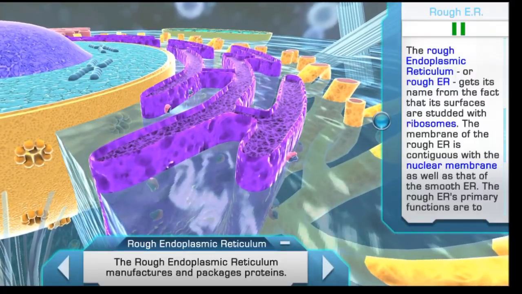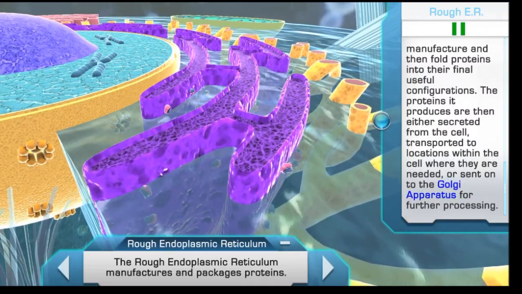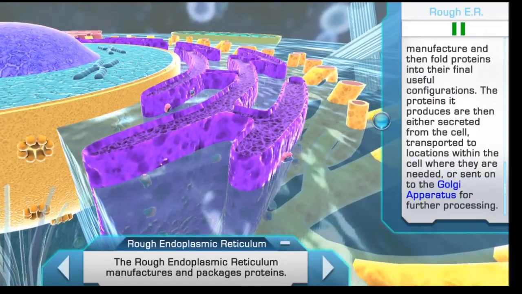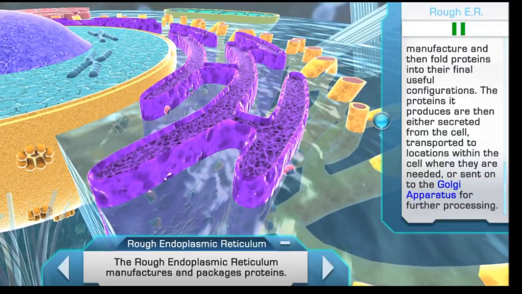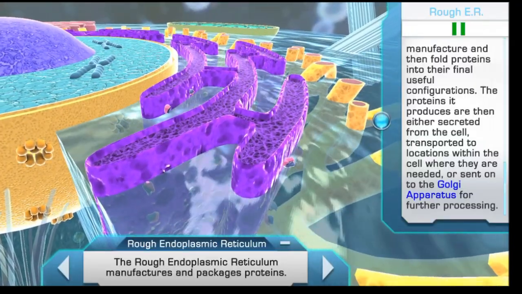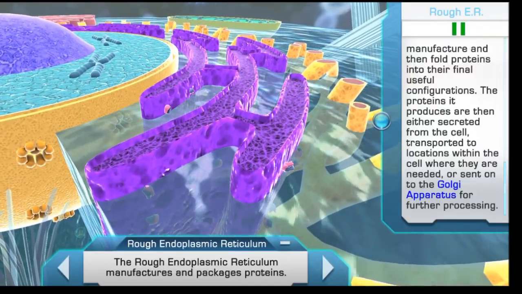The rough ER's primary functions are to manufacture and then fold proteins into their final useful configurations. The proteins it produces are then either secreted from the cell, transported to locations within the cell where they are needed, or sent on to the Golgi apparatus for further processing.